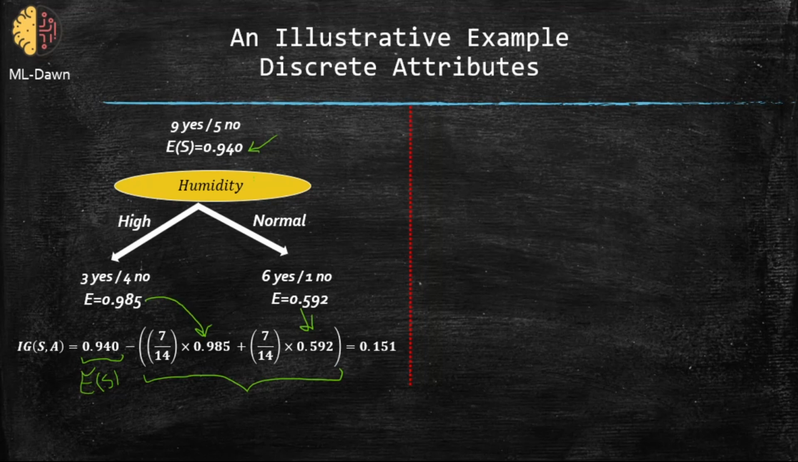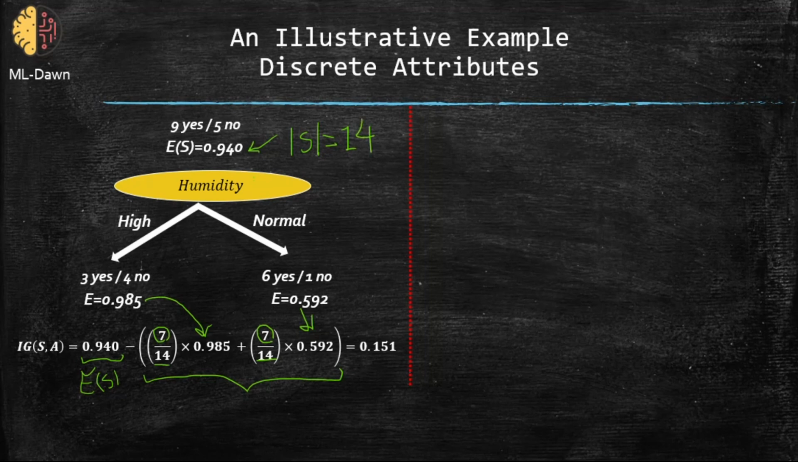The main thing to notice here is that for the one on the left side we've got 3 yeses and 4 nos, hence we've got the 7 over here. And for the one on the right hand side we've got again 6 yeses and 1 no, and that again results in 7 here. The denominator is 14 for both of them. So why is it 14? Because the size of S over here is 9 plus 5, which is 14.